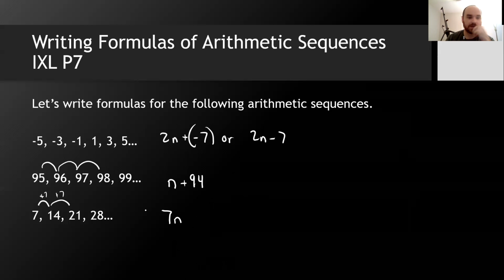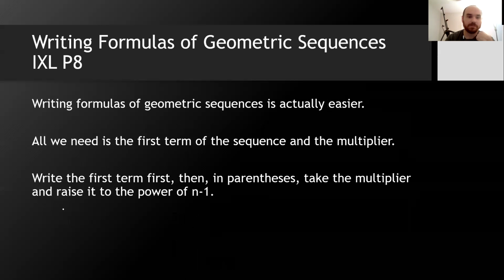But hopefully it's not too terrible. Again, your first step is to identify the rate of change, write it in front of the letter n, and then figure out what you need to add in order to make the first term when n equals 1.